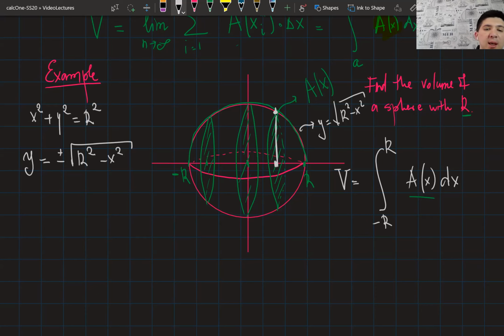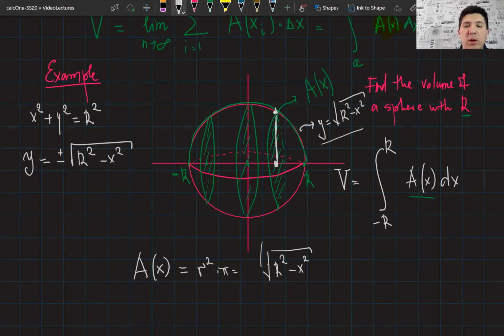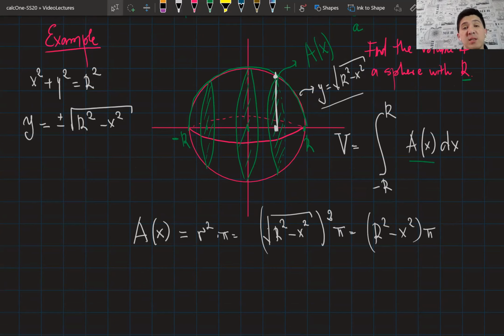So the area at any point x is going to be the radius of the circle of that slice squared multiplied by pi. And that radius is equal to the height of the point, which we can find using this function, right? It's going to be the square root of r squared minus x squared, squared, multiplied by pi. If we open the brackets and simplify, we get r squared minus x squared multiplied by pi. This is going to be the area function, and this is the most important part of our job.